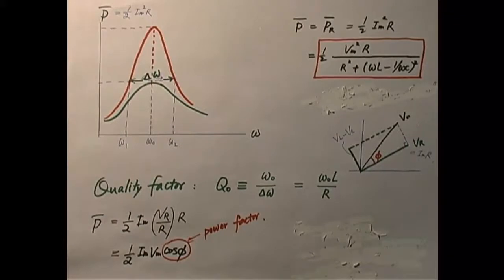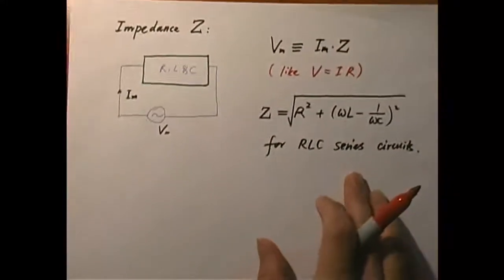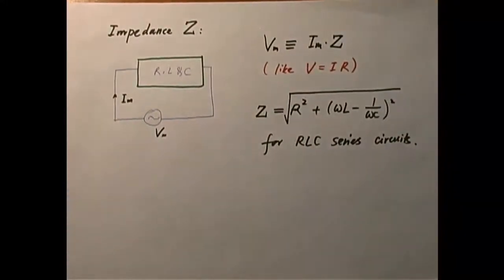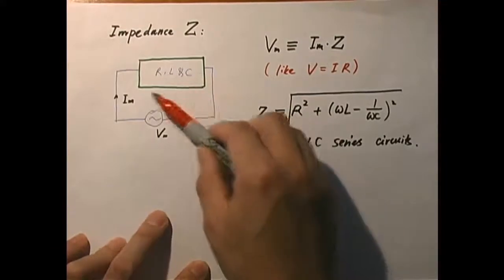An important concept in this whole discussion for the RLC circuit is called impedance. If I have a simple circuit with only one resistor in it, I can apply Ohm's law to it: V equals IR. Now I have a complicated circuit with R, L, and C. We put everything in a black box.